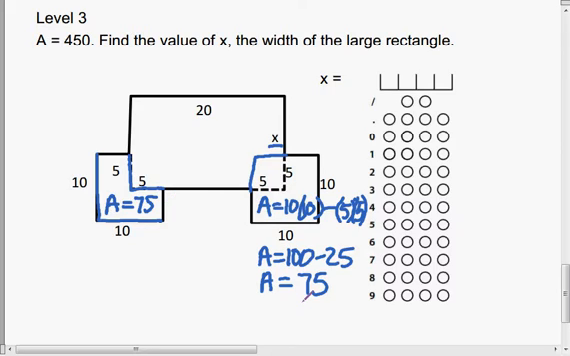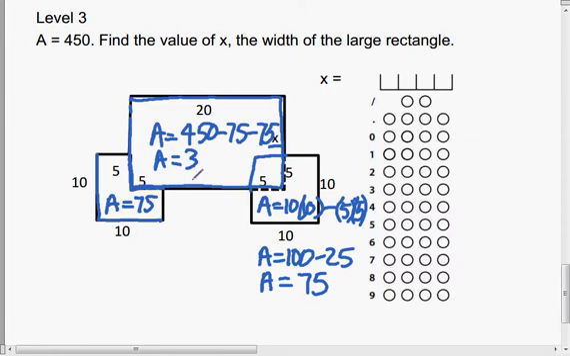To find the area of the rectangle within the composite shape, I'll subtract these two 75s. So area equals 450 minus 75 minus 75. 75 and 75 is 150. 450 minus 150 is 300.